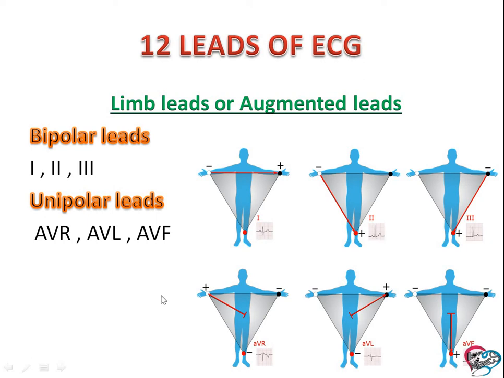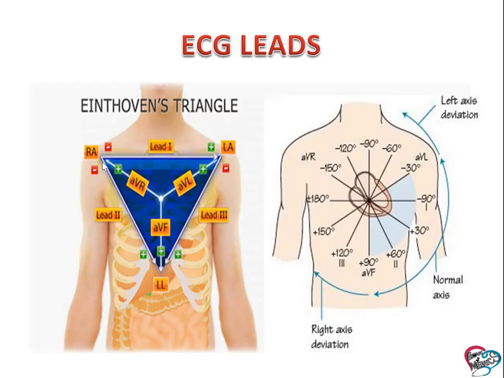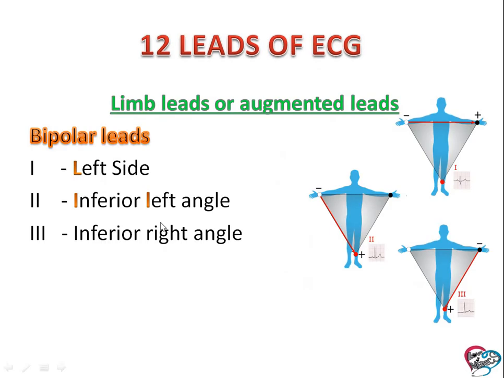And unipolar leads are AVR, AVL and AVF. These are the limb leads. This is lead 1, this is lead 2 and this one is lead 3, and this is AVR right side, AVL left side, AVF, that is foot side, inferior view. We can see the activity of the heart with the 12 leads of ECG in different angles or different views.